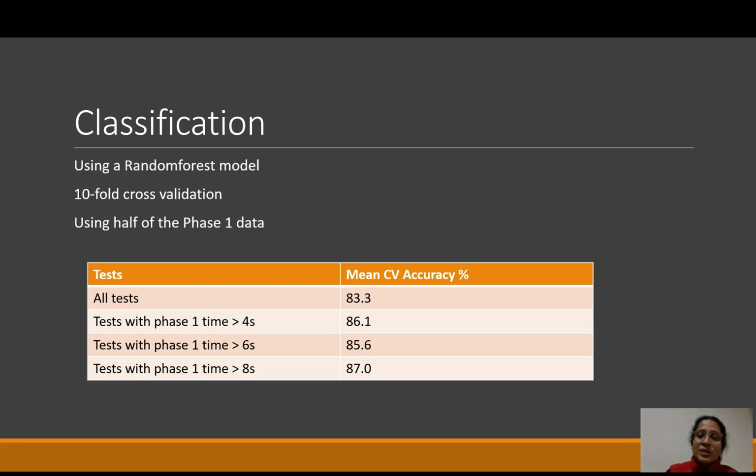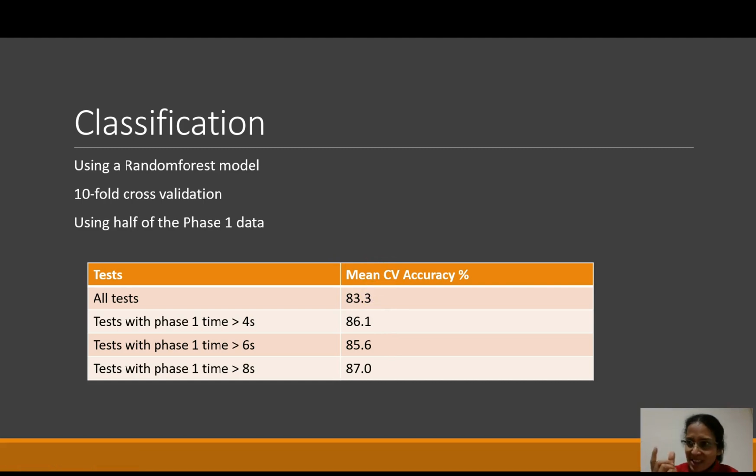So this was the mean cross-validation accuracy. If we used all the tests, they had about 1,000 tests, and some of them were not valid, so the valid tests came to around 750, I think. Some of them were classified as not valid. So of those tests, we got 83% accuracy if we used all the tests.